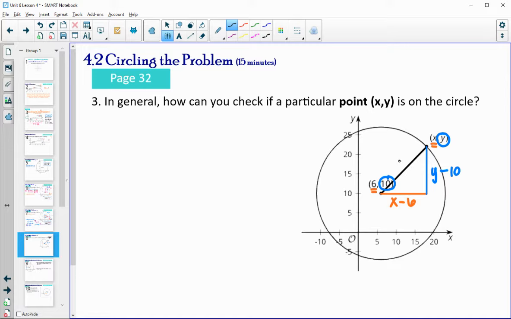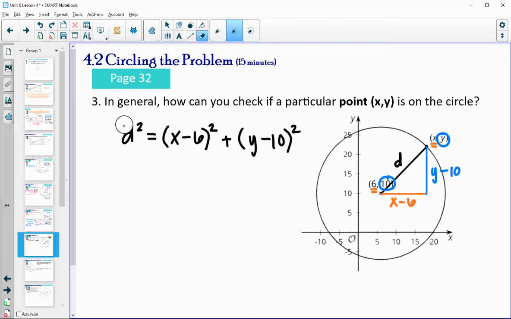And then we called this length between those 2 points d for distance, and we just checked that. We did the Pythagorean theorem and looked at d squared, and we squared the legs. So in this case, this horizontal leg is x minus 6 squared plus our other leg, y minus 10 squared, and solved for d. What we wanted is d to be equal to the radius of that circle. So you could put an r there as well. If that was equal to our radius, then that point was on the circle.